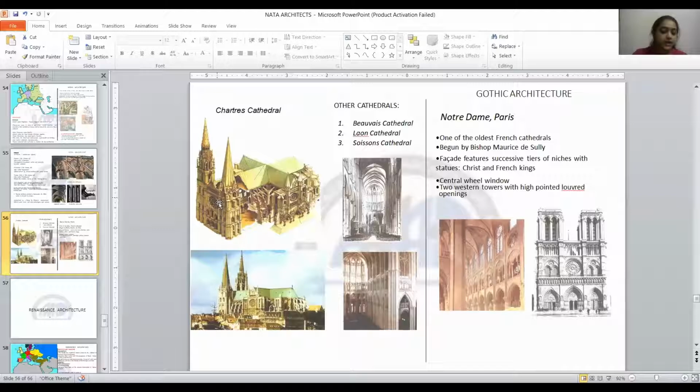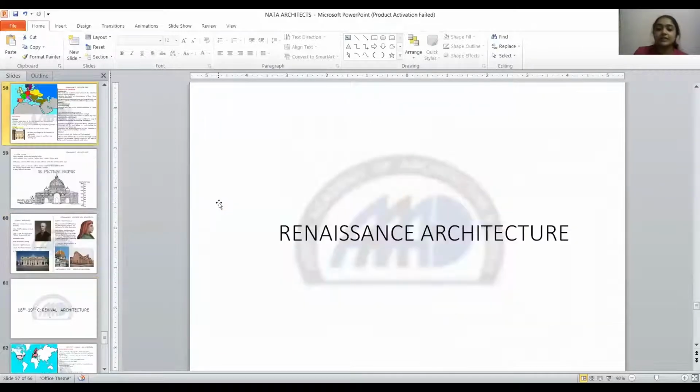And the southern tower, you know that every cathedral has a bell. So the bell which is in the south facade is actually 1,300 kg. That heavy it is. So now, Renaissance architecture.